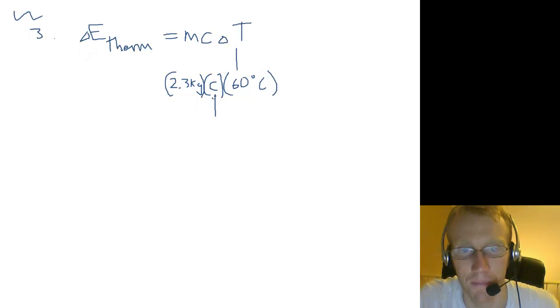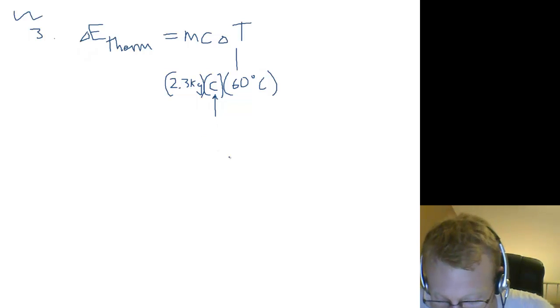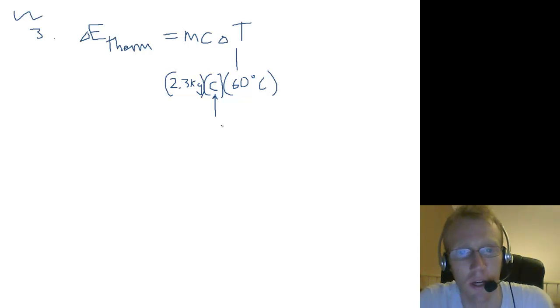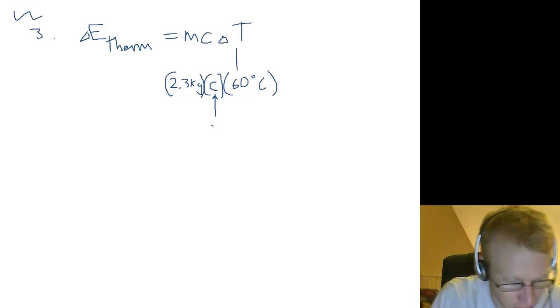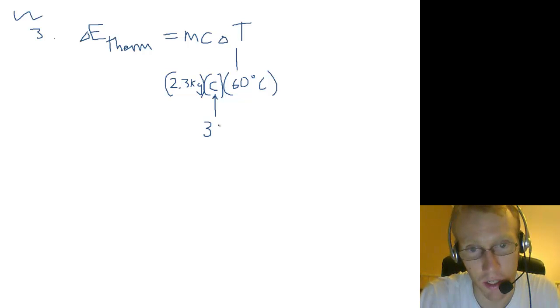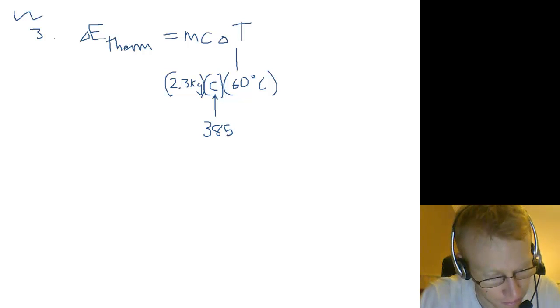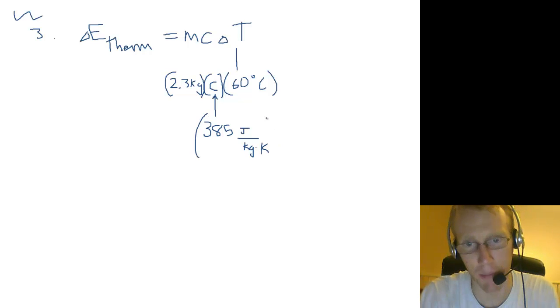Okay. The specific heat. It doesn't give us a value in the problem for specific heat. However, it tells us it's a copper pipe. So in your textbook on page 318, there's a table of specific heats. And if you glance over here, specific heat, you look up copper, and it says this is 385 joules per kilogram Kelvin. And that's for copper, yeah?